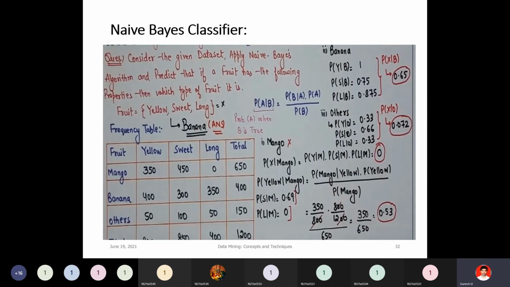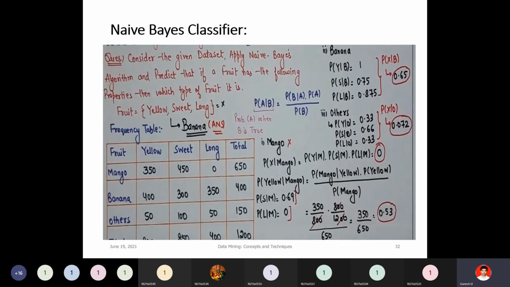Then P of X by mango. What is P of X by mango? P of yellow by mango into sweet by mango into long by mango. Multiply these three: 0.53 into 0.69 into 0. Zero multiplied with anything is 0, so P of X by mango is 0. So you can clearly know that this is not a mango, because for mango the probability is 0. Next, in the similar way, you have to find the probability of yellow by banana, probability of sweet by banana, and probability of long by banana.